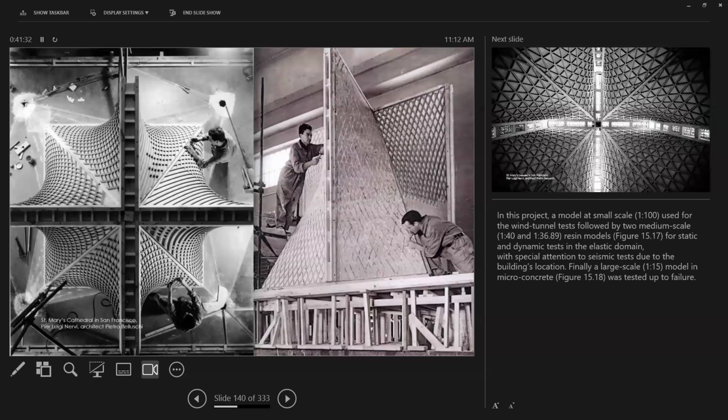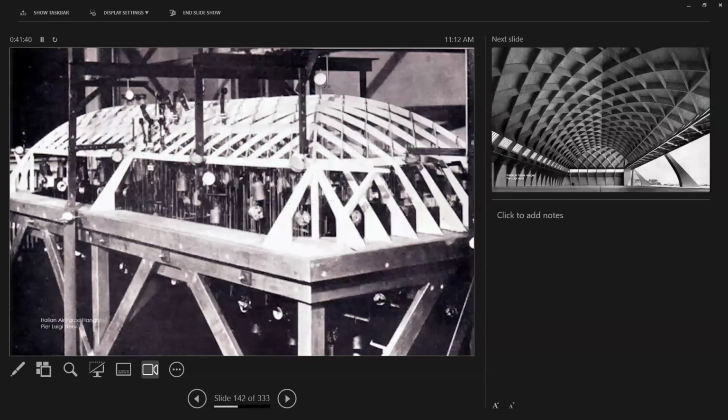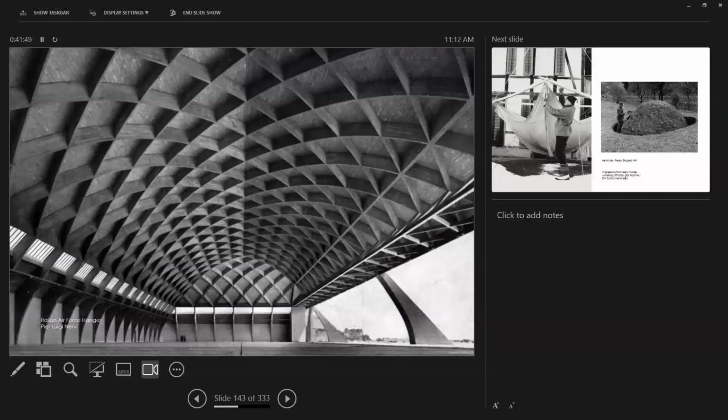And then, so this is one of Nervi's buildings, St. Mary's Cathedral in San Francisco. There's the physical testing model to test the wind loading on the building. This is another one of Nervi's, an aircraft hangar covered in weights. That is this building. Okay.